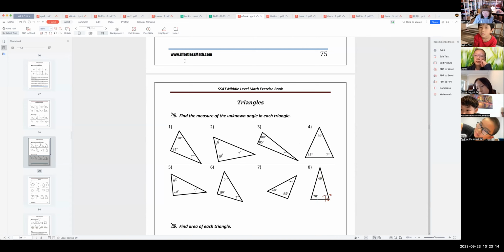It's acute, right? But also they have another name because these two angles are the same. So these two lines are the same. What is the name of that? Isosceles triangle. Very good. Isosceles triangle. Okay, good job.